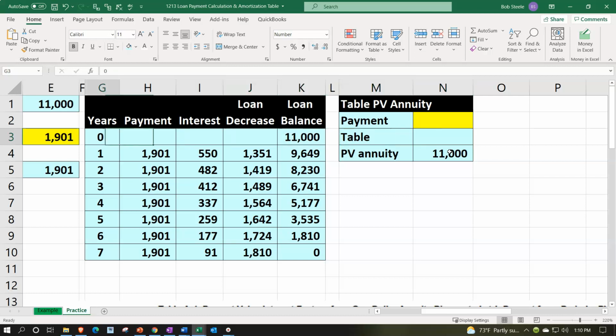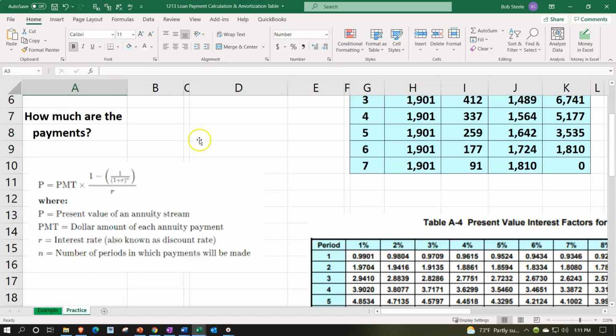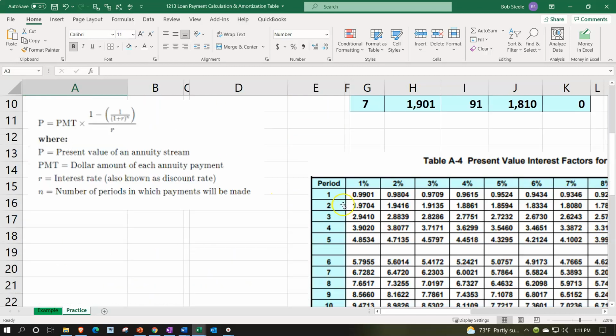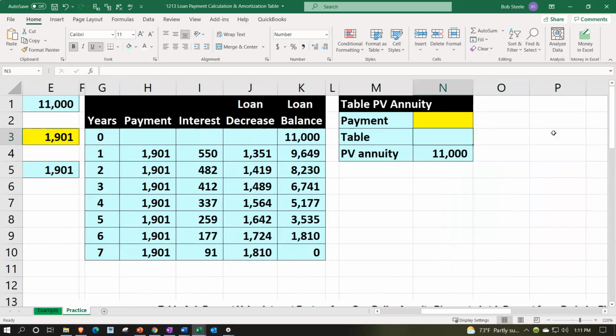So I'm going to say the amount from the table. We've got to make sure we get the right table. This is an annuity table, present value. Same thing we did up top, present value of the annuity. So we're going to use a percent and the number of years. So 5% and 7. Here's the 5. There's the 7. 5.7864.